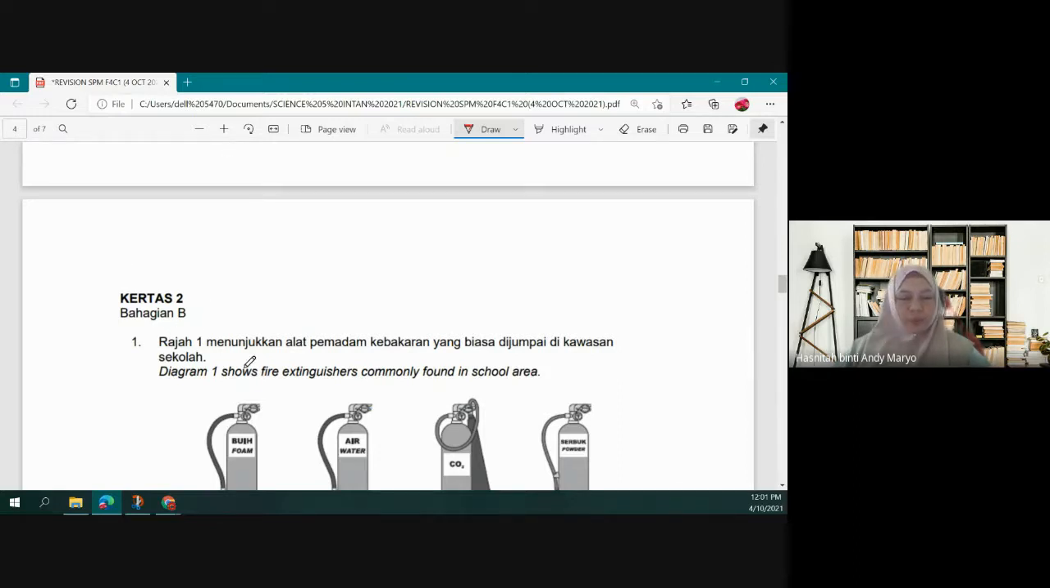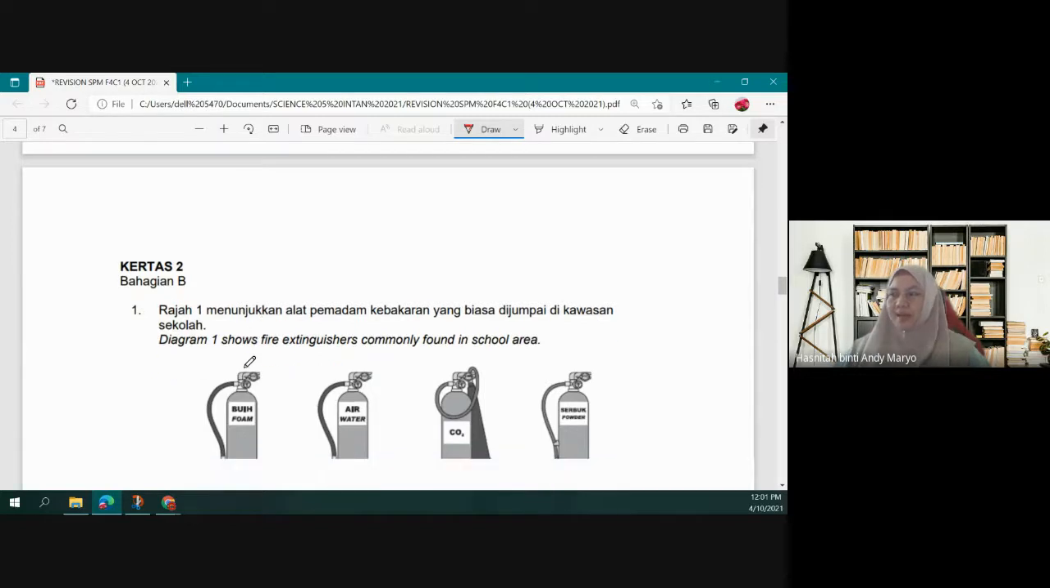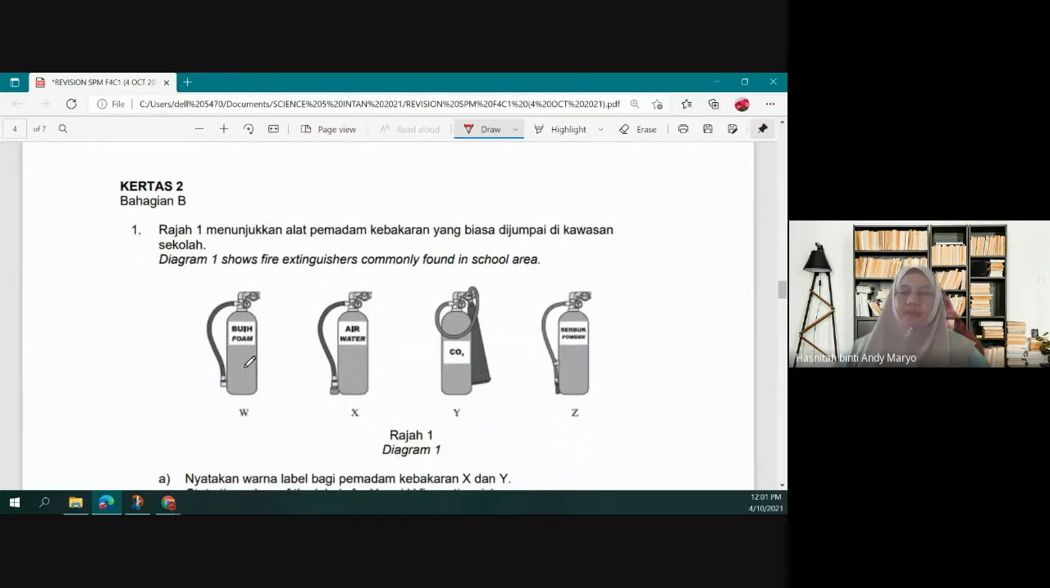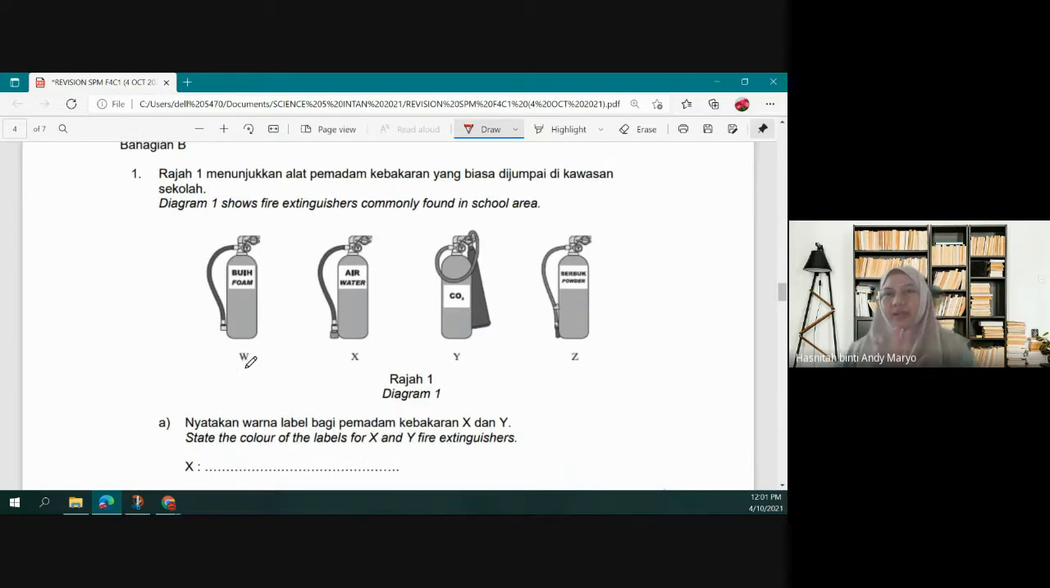Okay, there are 2 questions here for section B. So we check on question 1 first. So remember just now I tell you there are 4 types of fire extinguisher which you must know very well. Foam, water, carbon dioxide labeled with CO2, and then we have powder ABC, also known as ABC. It's a dry powder. So this diagram show fire extinguisher commonly found in school area W, X, Y, and Z. And then this is the label.